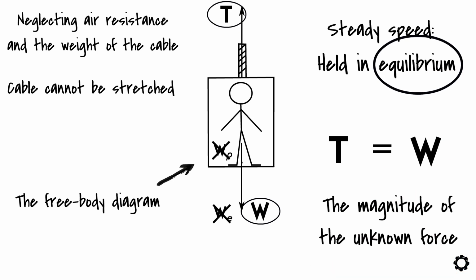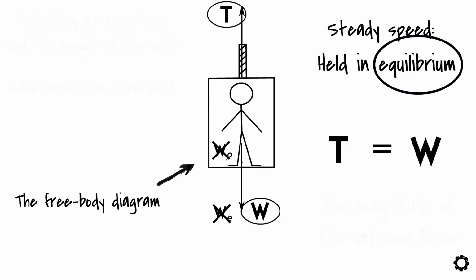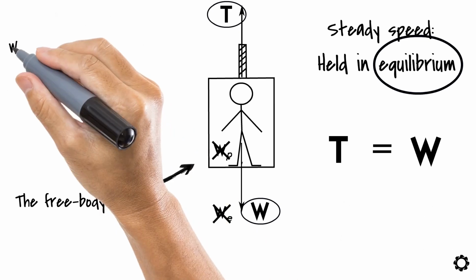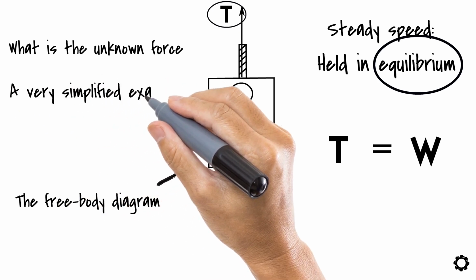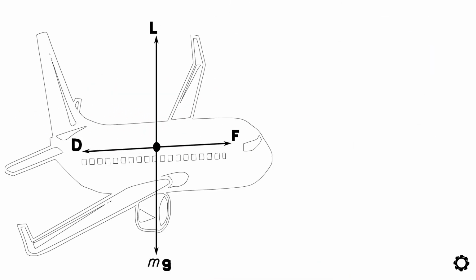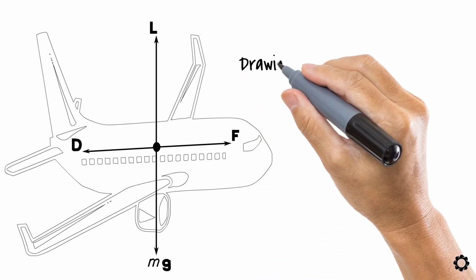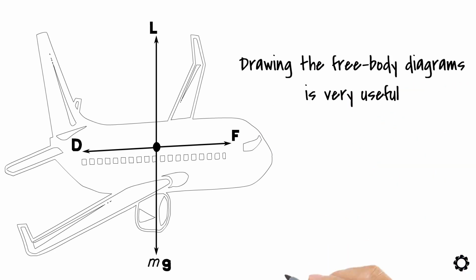Some of you may think that in a problem like this, drawing the free body diagram of the object is not really needed because it is crystal clear what is the unknown force that keeps the object in equilibrium state. And I would partially agree, but keep in mind that this was a very simplified example. In the real world, we need to handle more complex situations, of which we will practice solving some in this course. In these cases, drawing the free body diagrams is very useful.